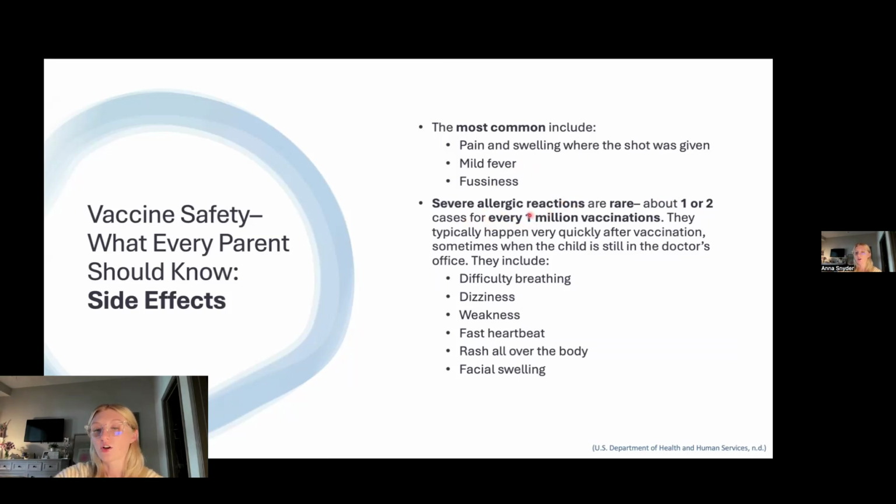And if you're concerned about your child possibly having one of these reactions, which is a fair concern, and reading these, you're like, oh, I would never want this to happen to my child. These reactions subside, and they typically can happen when the child is still in the doctor's office. So keep that in mind. And again, they're a rare side effect, but I do want to acknowledge that this is a scary thing to think about as a mother.